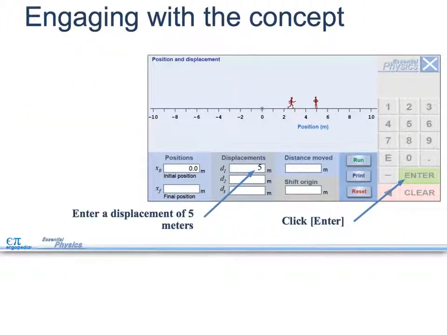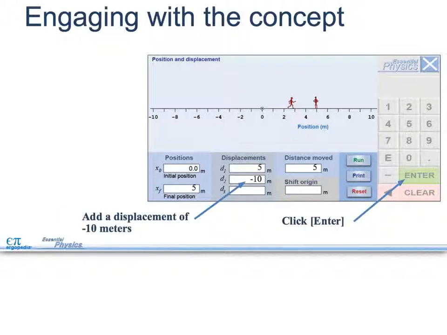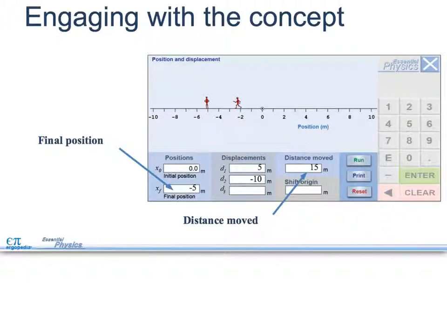Enter a displacement in meters. So the first distance you travel, they're pointing at here, is 5 meters. And you can put different types of meters. You can use positive or negative numbers here. Here they put a final position of 5 meters and the distance moved was 5 meters. And then for the second one, they added a displacement of negative 10 meters. Hit enter. The distance moved is 15 meters. But if you look, the final position is negative 5 meters. So distance and displacement are different numbers.